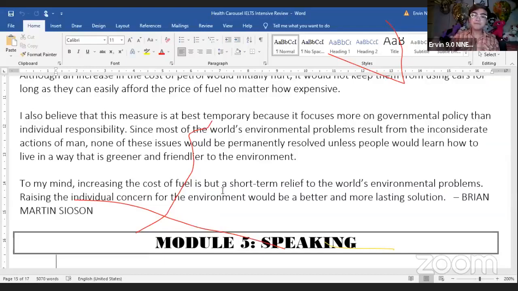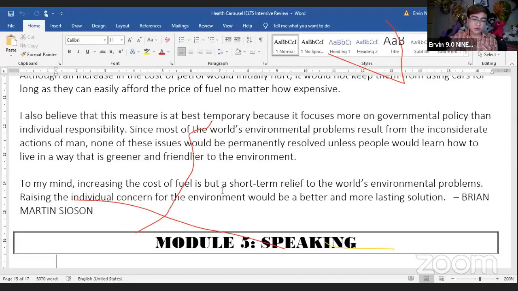And what did you notice? He initially started with, well, there's globalization now. He mentioned something about ecological balance, then social structure and culture of countries. Now, he moved on to governmental policy and then individual responsibility. He said that if we want to address the problem of the environment in general, what is the long-lasting solution? Let's take a look at how he continued with this paragraph. Since most of the world's environmental problems result from, earlier I said it has to be result in.